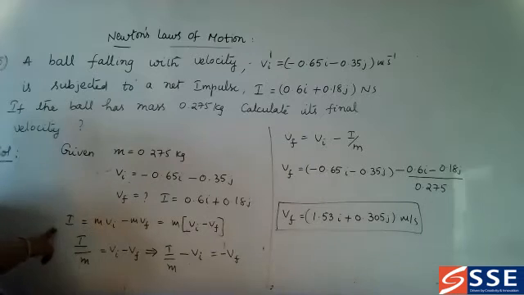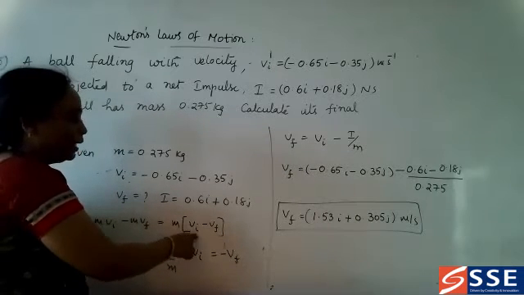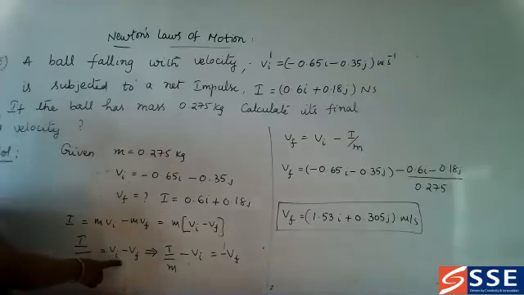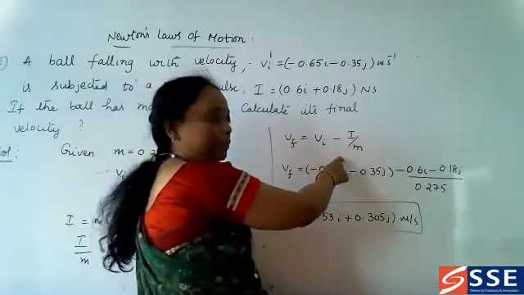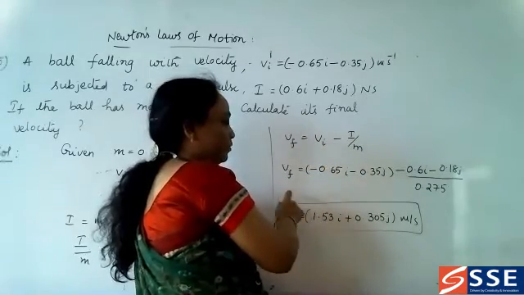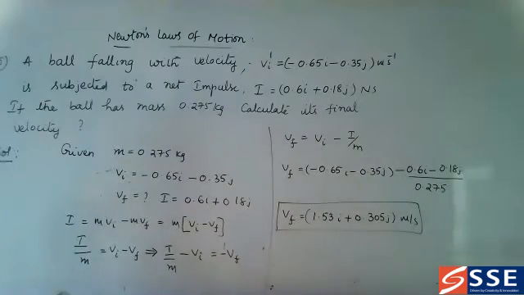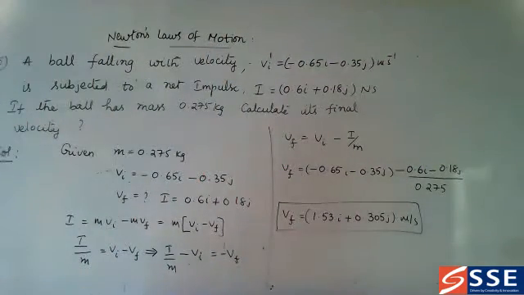Suppose impulse is given, we can take this as m into Vi minus m into Vf. So we can take m as common factor, m into Vi minus Vf, and therefore I by m is equal to Vi minus Vf. So finally, final velocity Vf is Vi minus I by m. Okay, so this is another problem. Have you noted it down? Note down this problem.